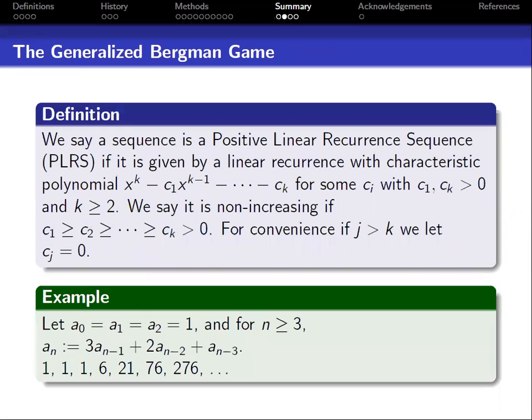And then, so the generalized Bergman game requires a small bit of background about positive linear recurrence sequences. And so what you do is you start with this recurrence sequence with this particular characteristic polynomial, and you require that the first and the last coefficient are positive, and also that you have at least 2 as your order. And then you say it's non-increasing if they follow this sequence. And for convenience, if j is greater than k, we often let c_j equal 0. Okay, so an example is these initial conditions in this recurrence relation. I can't remember when we came up with that.